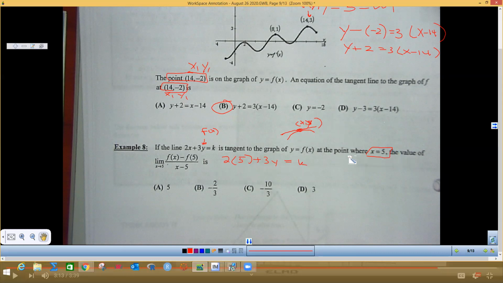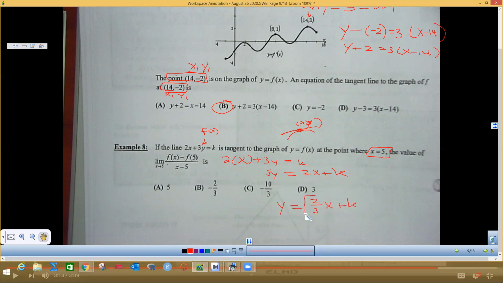Now let's see. So I'm going to take this thing right here, and I'm going to solve for y. Actually, I'm going to leave this in x and solve for it. Sorry. So when I subtract 2x over, I'm going to get 3y equals 2x plus k. Then I'm going to divide by 3 and get y equals 2/3 x plus k.